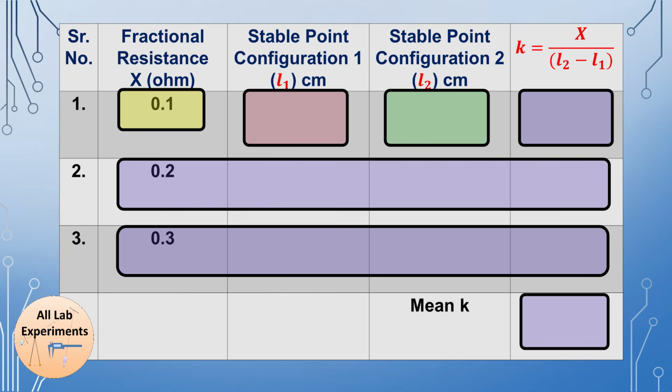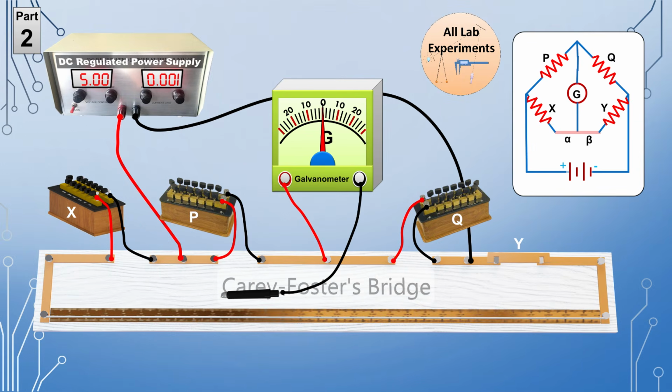Now we will switch to the second part. We come back to our old configuration in which X is towards the left outer gap of the Carey-Foster bridge and Y is towards the right outer gap of the bridge, and P and Q are at the inner gaps of the bridge. Now we are going to calculate the value of an unknown low resistance. In the place of Y we are going to attach this low resistance in this bridge. Now again, in this configuration we will find the stable point and measure this as L1 dash.